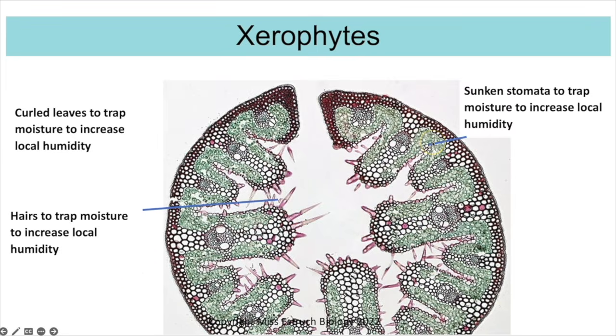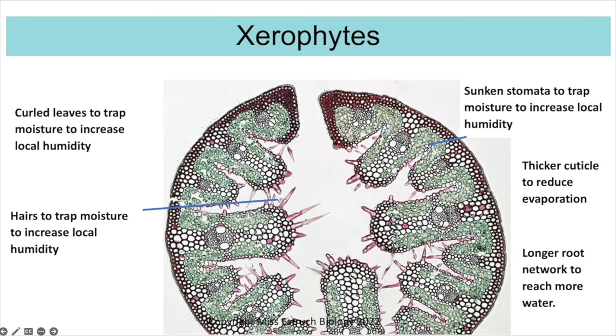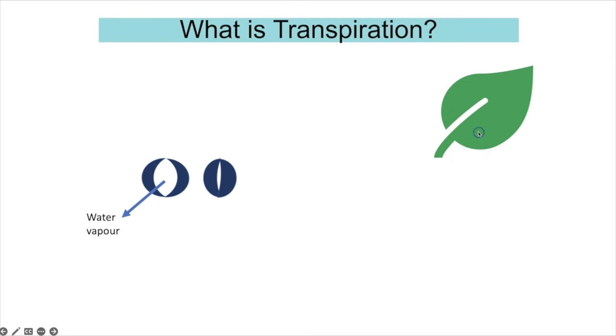The sunken stomata is yet again creating that increased local humidity because it's lower down in the cell, so as the water evaporates, again you get this trapped humid air. On the outside here there's a thicker cuticle, which helps to reduce the water loss by evaporation off the surface. And also, not shown in this image, there are longer root networks so that more water can be reached to absorb more water into the plant in the first place.